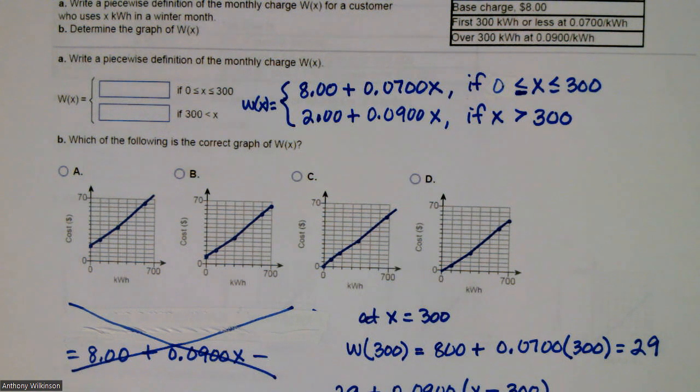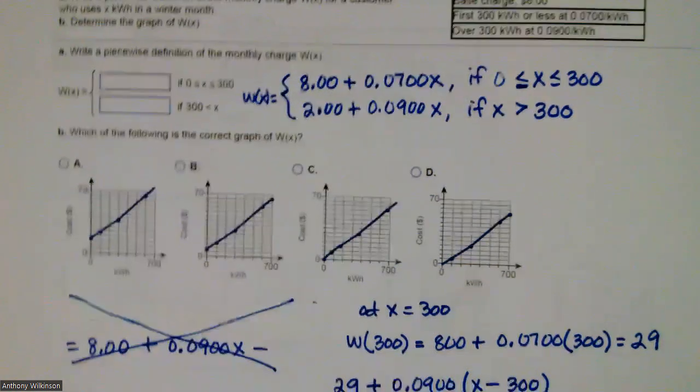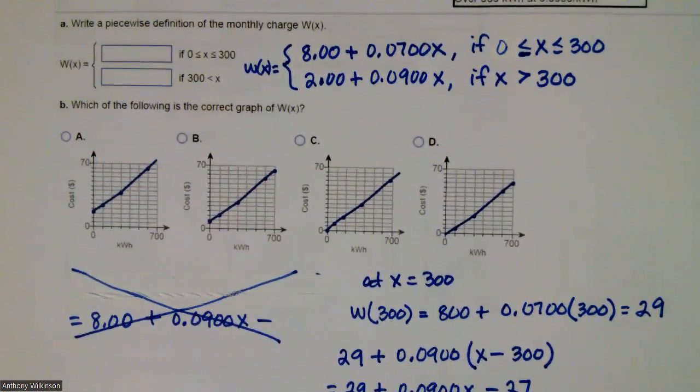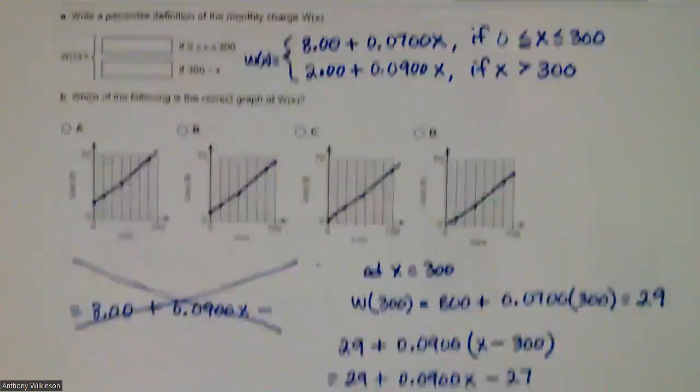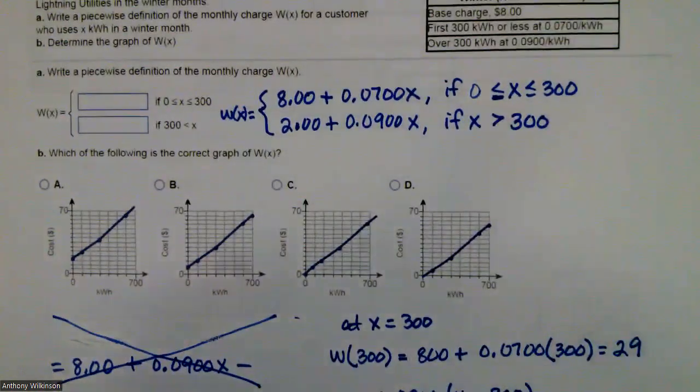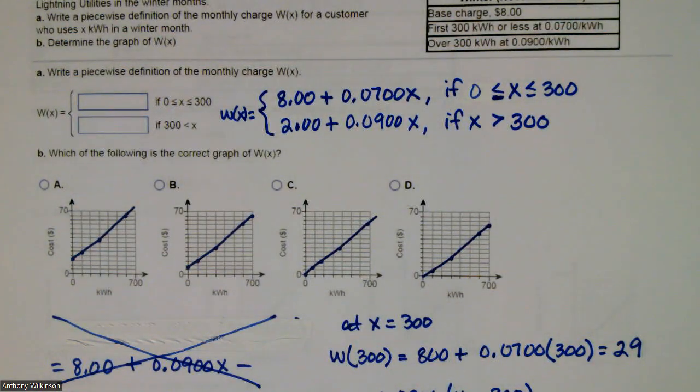And now we have to pick which one of these is the correct graph of the function W of x. Well, let's look at this for a moment, because I know at 300, it was 29, which is close to 30. So that means we have to pick the one that's closest to 30 here.